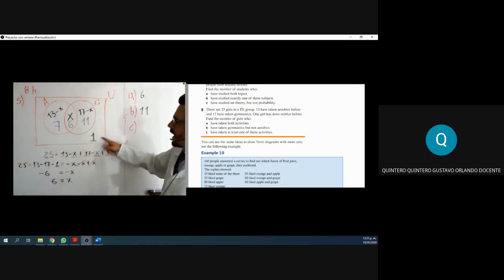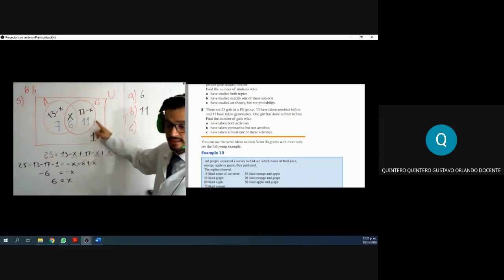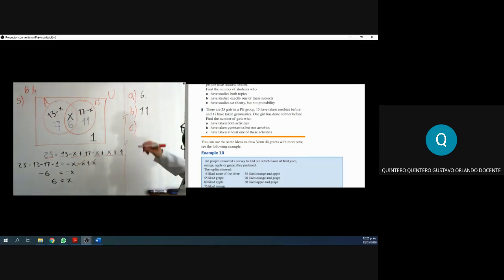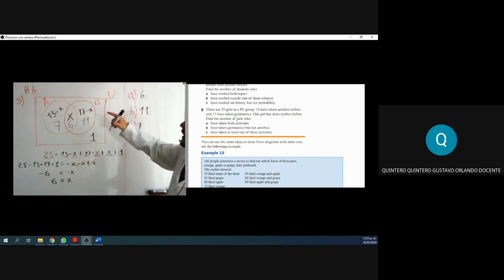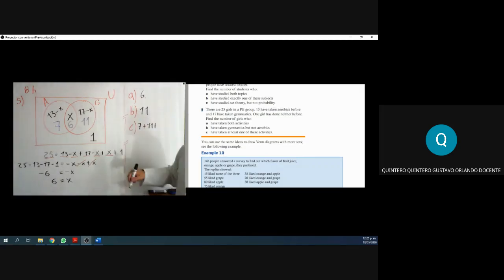The only one who haven't taken at least one activity is the one who is outside the circles. So we know the people who have taken at least one activity are the ones who take aerobics alone, plus the ones who've taken gymnastics alone, plus the ones who have taken both activities, for a total of 24. Beautiful, guys. That'll be it. That will be how you solve this type of questions.